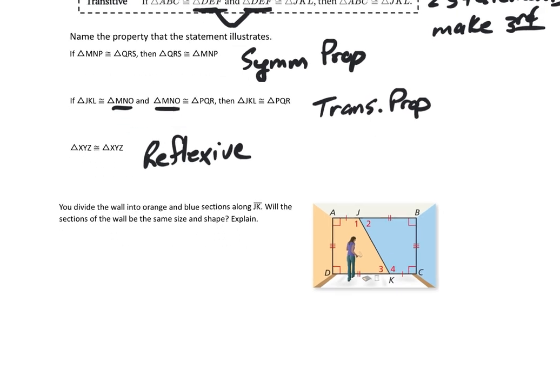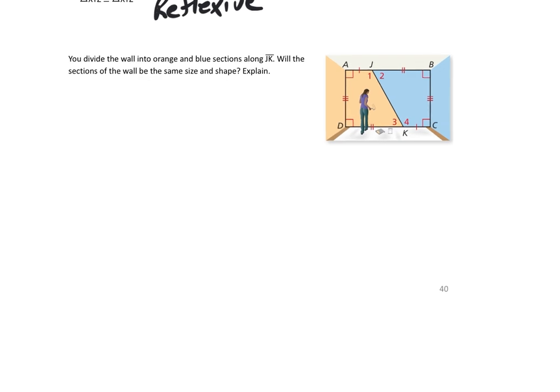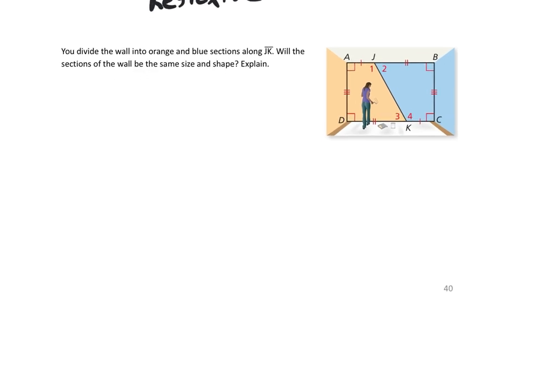All right, so on this one down here, we don't necessarily have to write a 2-column proof, but we are going to have to prove that these 2 are or are not congruent. So we got this person that is painting the wall, and it's kind of weird because they're splitting their wall, not right down the middle, but with a diagonal down the middle.